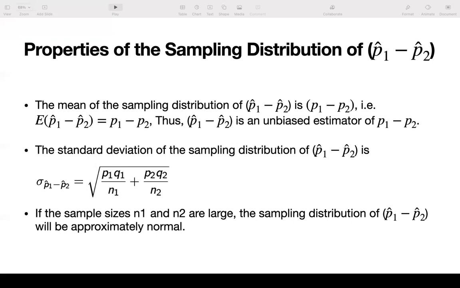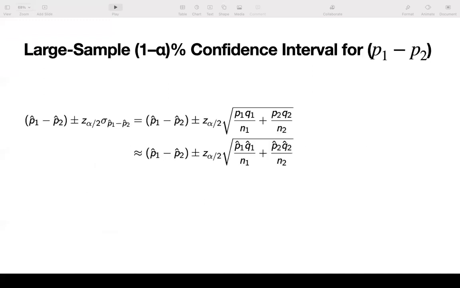Here we also have the standard deviation of the sampling distribution to be the square root of P1 Q1 divided by N1 plus P2 Q2 divided by N2. If the sample sizes N1 and N2 are large, then the sampling distribution of the estimated differences will be approximately normal. And next we'll talk about the large sample confidence interval for the difference between the proportions. So the CI is equal to the following formula.